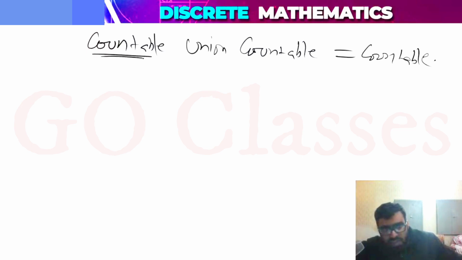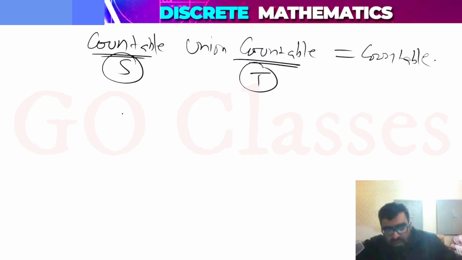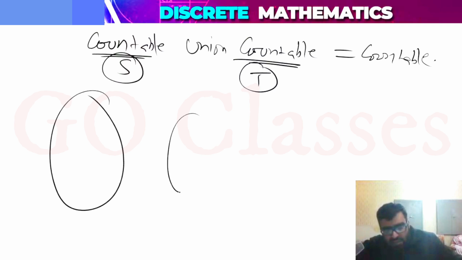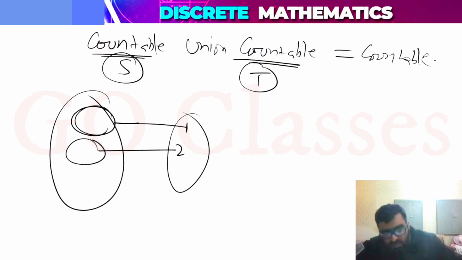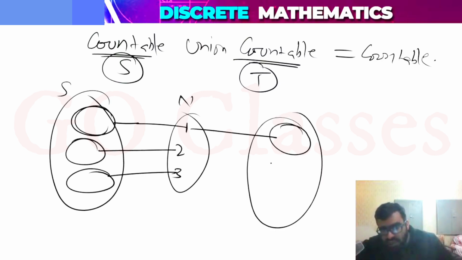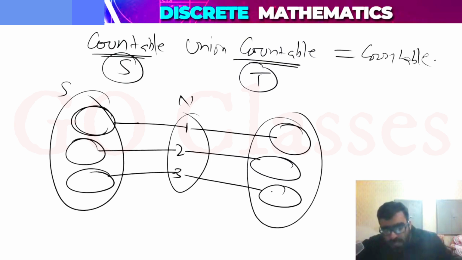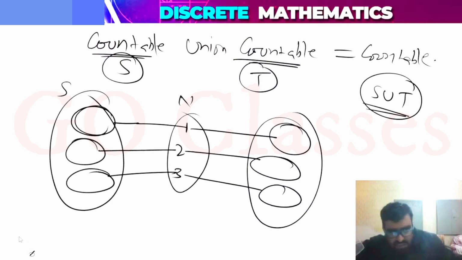Very easy. Why? Because let's assume you have a set S, and a set T, both countable. If both are countable, then in set S, to every natural number you have a finite number of elements. To every natural number you have a finite number of elements. This is your S. Also, if T is countable, then to every natural number you have a finite number of elements, and so on. Now what you can do is make S union T. If you do S union T, then this will also hold.